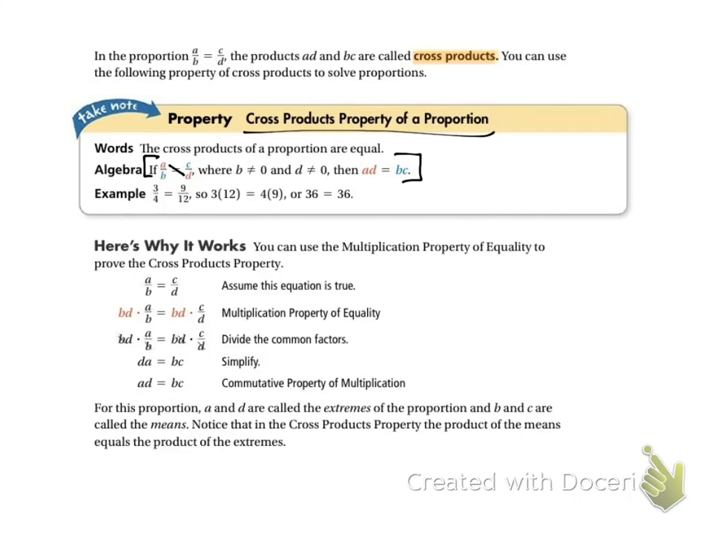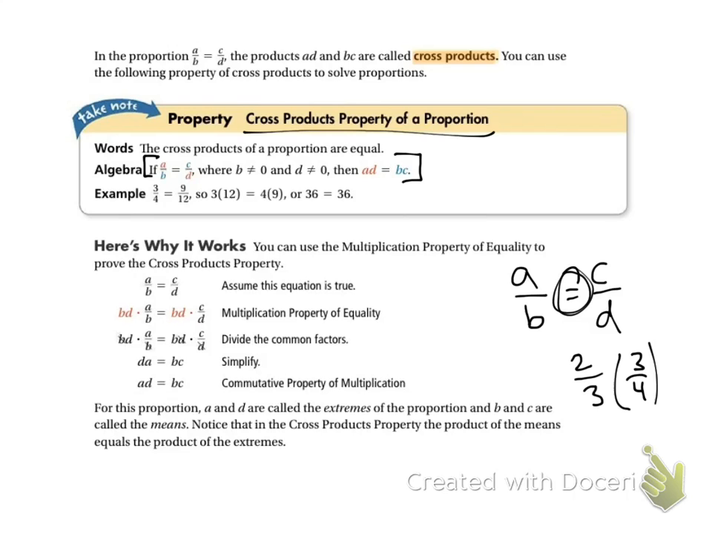Notice the difference between this and multiplying fractions, okay? If I have A over B equals C over D, there's an equal sign in there. When we multiply fractions, like 2/3 times 3/4, there's nothing between them. And this is when I would multiply straight across, and I'd get 6 over 12. When we cross multiply, there is an equal sign in between them.